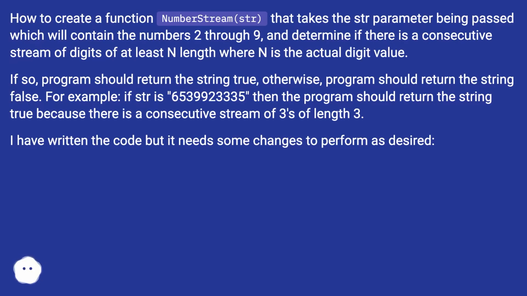For example, if str is 65399233335, then the program should return the string true because there is a consecutive stream of 3s of length 3. I have written the code, but it needs some changes to perform as desired.